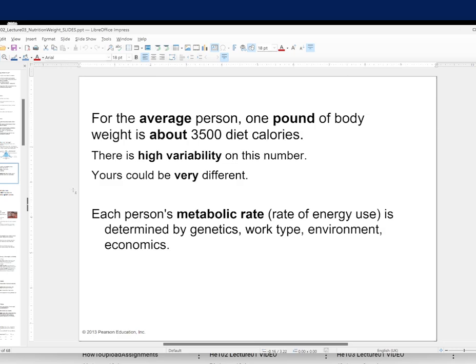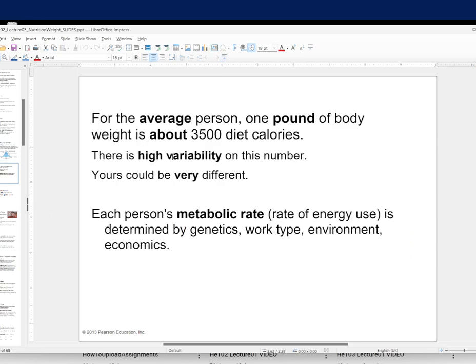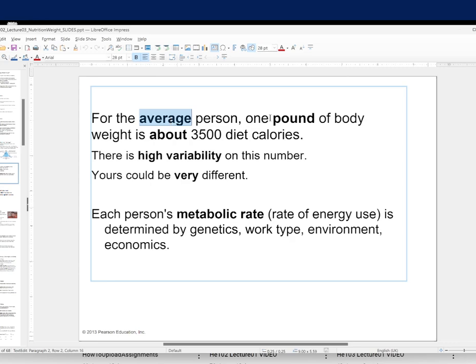Okay, so when I say average, I mean right here in the line in the middle of the bell curve. So for the average person, a pound of body weight is about 3,500 calories.